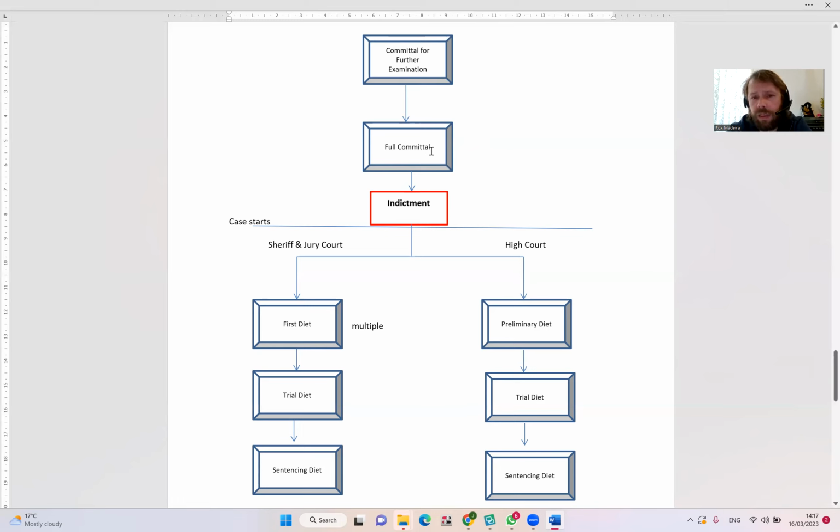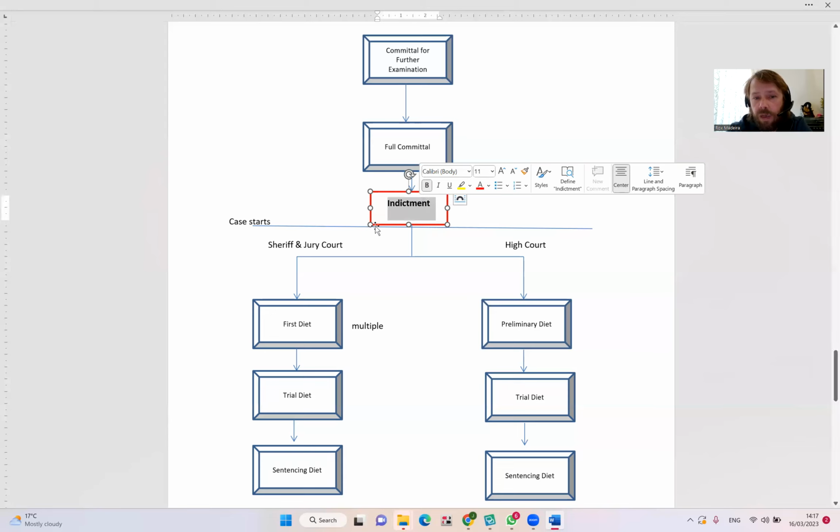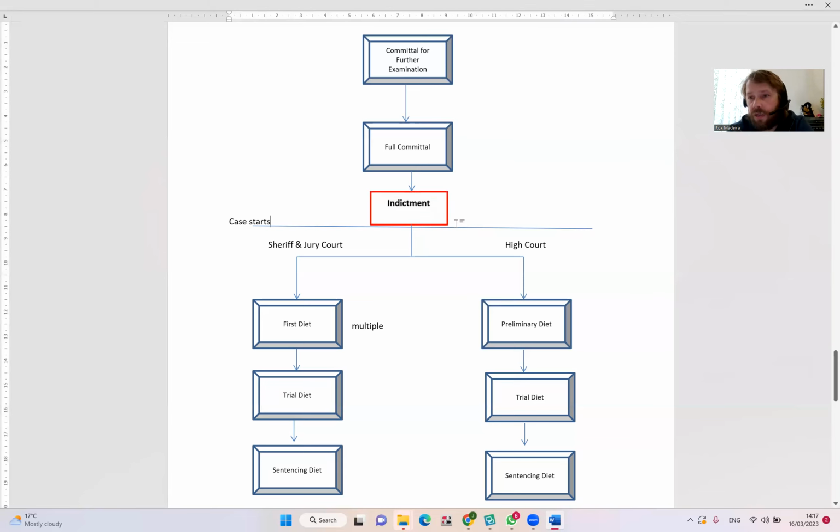After the second committal hearing, they would then decide whether to actually take the person to court or not. And if they do, the indictment would then be finalized. At this point, I've put this line here and said case starts, because it's easier to think about the case actually starting from this point onwards, because before then there's no indictment. You might have been charged at the police station, but your court case hasn't started as such, because they haven't actually finalized what they're going to indict you for.